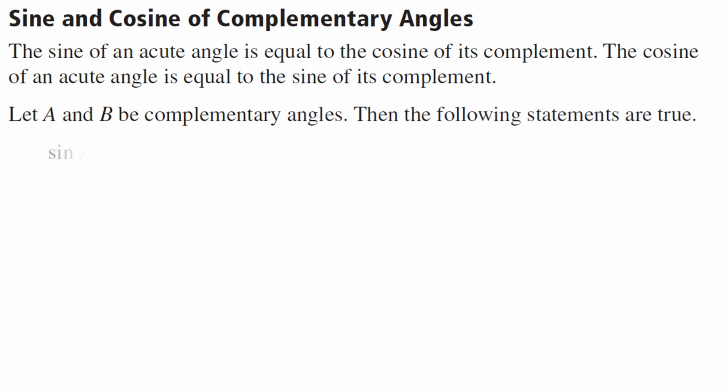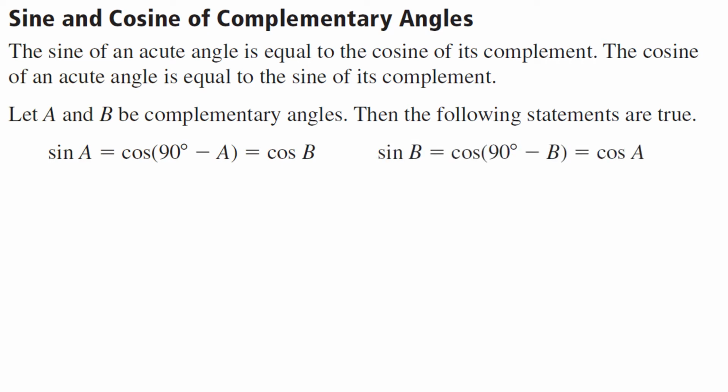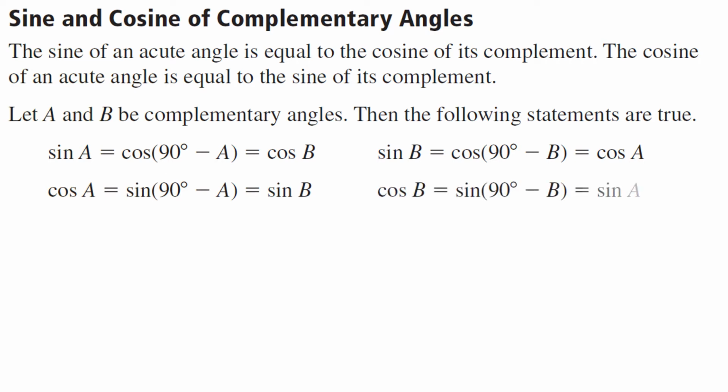Okay, so here we go. The sine of angle A has to be the same as the cosine of angle B. Sine of angle B has to be the same as cosine of angle A. Cosine of angle A has to be the same as sine of angle B. Cosine of angle B has to be the same as sine of angle A. Yeah, got tongue-tied there.